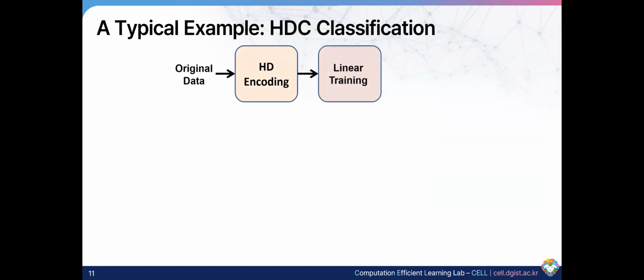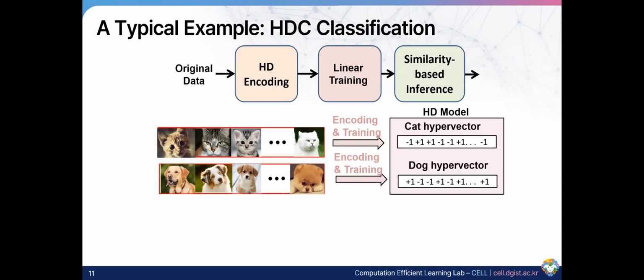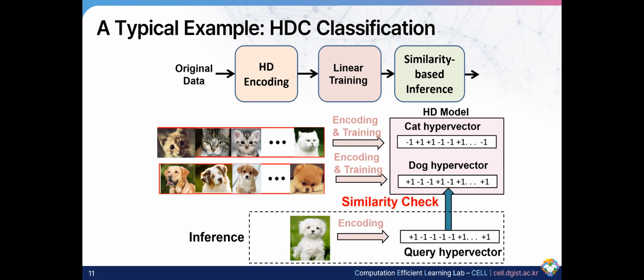For a classical example, we can draw the HDC classification procedure like this, right? When we have the original data, we do some encoding, and then some linear types of training, like bundling or binding. Then we do a similarity search for inference. Doing the same thing for a classification task, one of my favorite examples: there is a concept of cats and a concept of dogs, and we make the hypervectors by doing the encoding and training. Then if we have new data, we do the same encoding and check the similarity search.